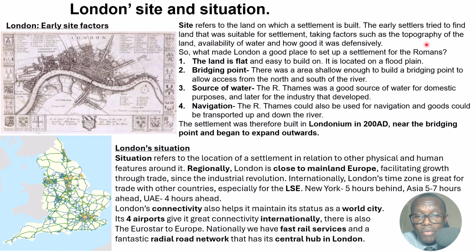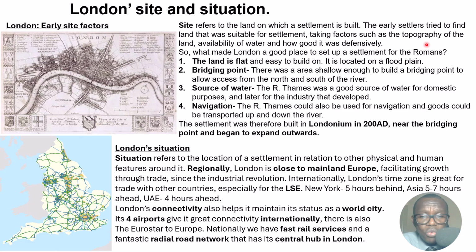Those include the relief of the land, so the topography, the availability of water, so a river being nearby was a good thing, and then how good that particular site was defensively, so that they could defend themselves from enemies or attackers. So what made London such a good site then for the Romans?